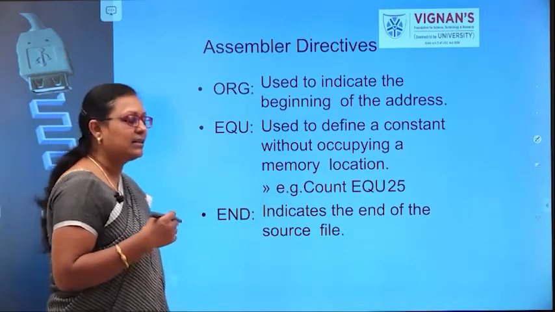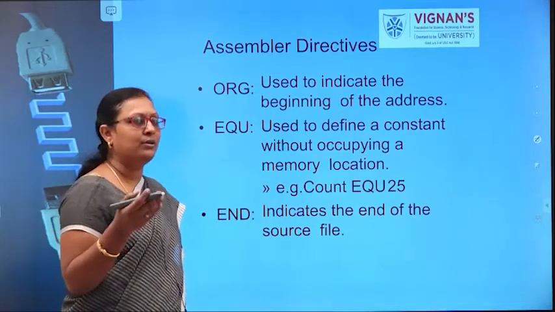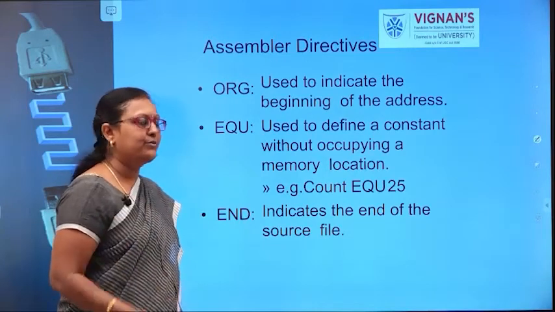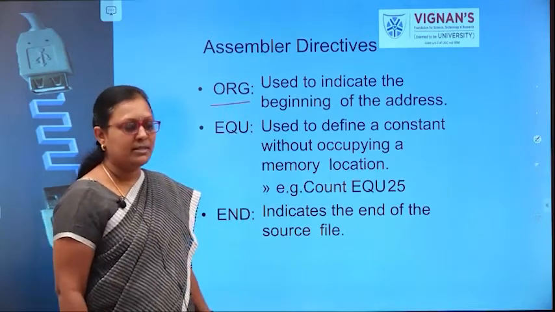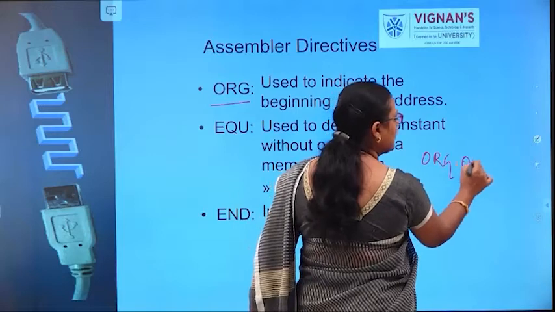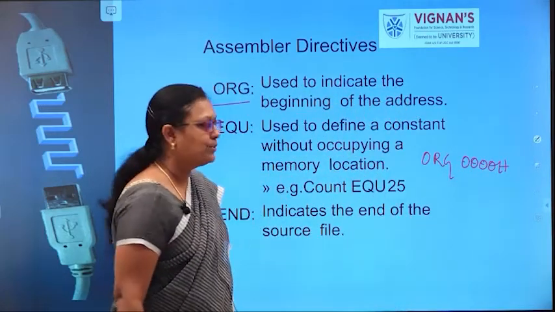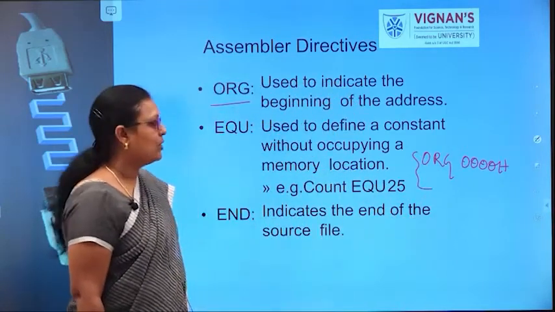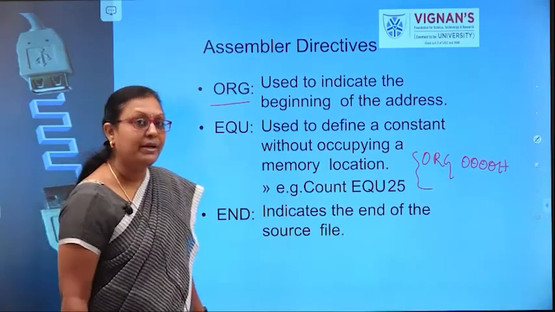Assembler directives means, generally, whenever you are starting a program for the 8051 microcontroller, you have to start with origin, that is ORG. For example, you have to start with ORG 0000H. So this will represent that your program is going to start. Origin, that is ORG 0000H, gives the beginning of the address.